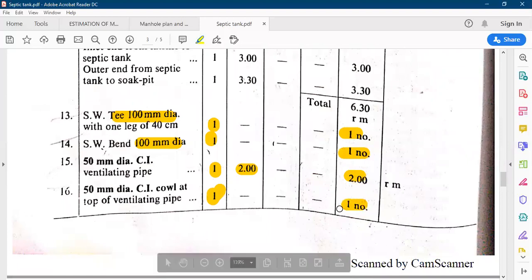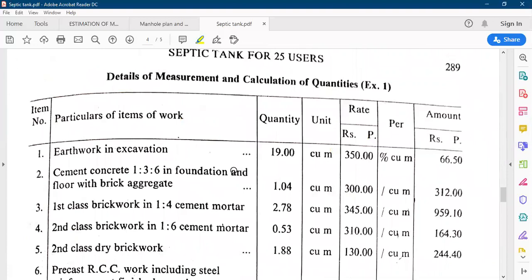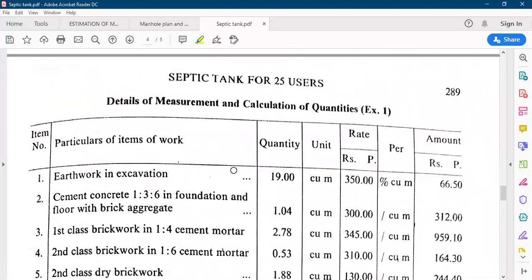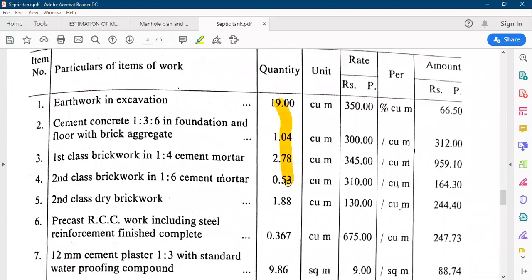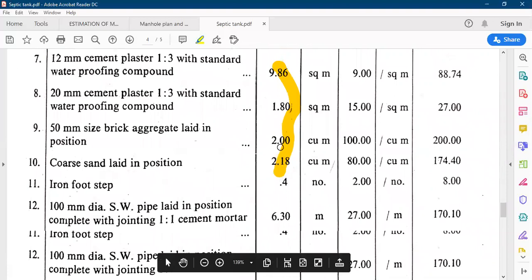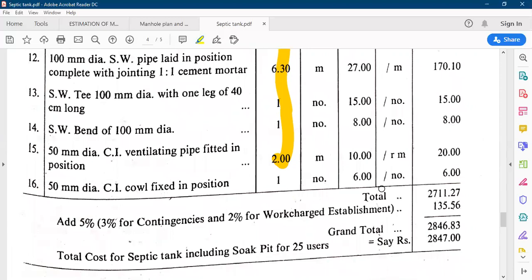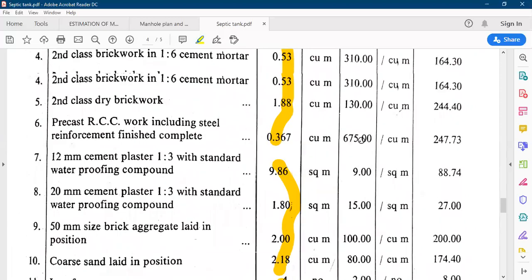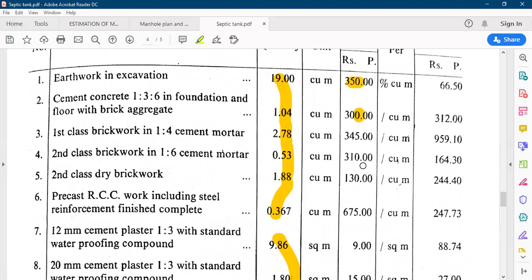Next is to calculate the estimated amount. For that, we'll follow the abstract of estimated cost table. In this cost table, we'll mention all the quantities which were calculated previously, and we'll multiply them by the rates. As you have seen, the quantities calculated in the abstract of estimated quantity table are mentioned again and multiplied with the respective rates. These rates are taken from the SR book of different regions.